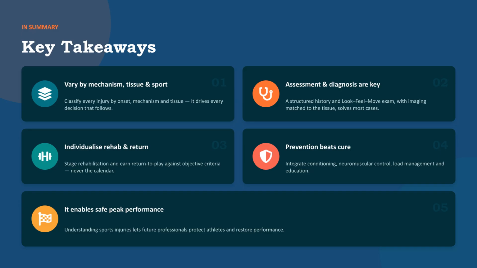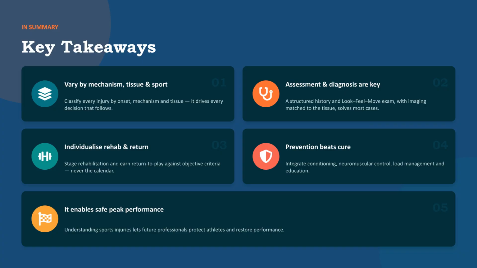Let's summarize what we've learned today. First, classify every injury by onset, mechanism, and tissue type. That simple step drives every decision that follows. Second, assessment and diagnosis are key. A structured history and look-feel-move exam with imaging matched to the tissue solves most cases without over-investigating.